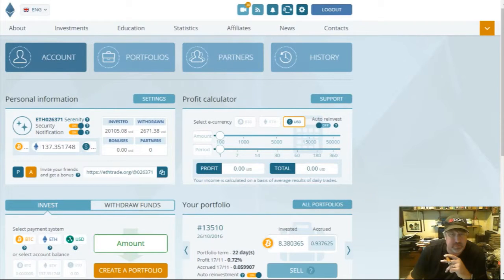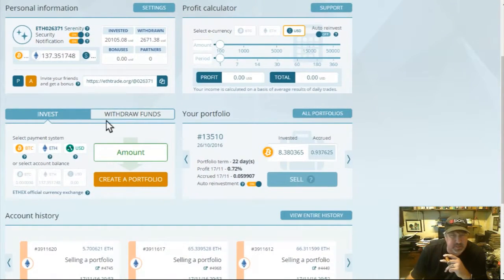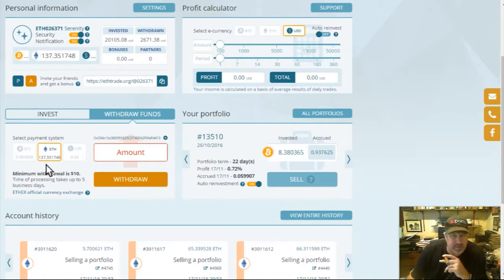If we go to account, and go to withdraw, we should see that total amount in there, 137, which is what I had calculated. That's correct. My withdrawal limit is $2,000 per week. Ethereum is really weak right now. It's $10 per coin. So we're going to go ahead and withdraw all of that, 137.3517.48.